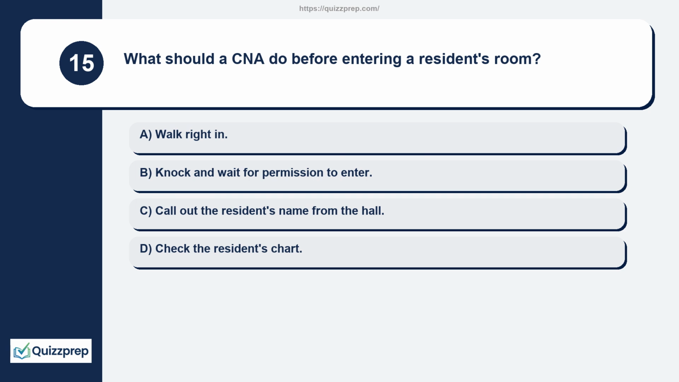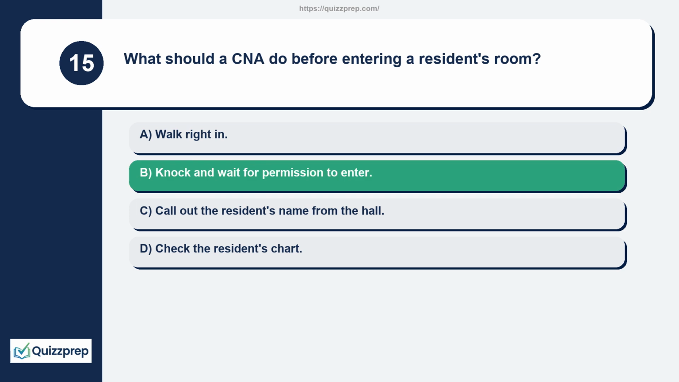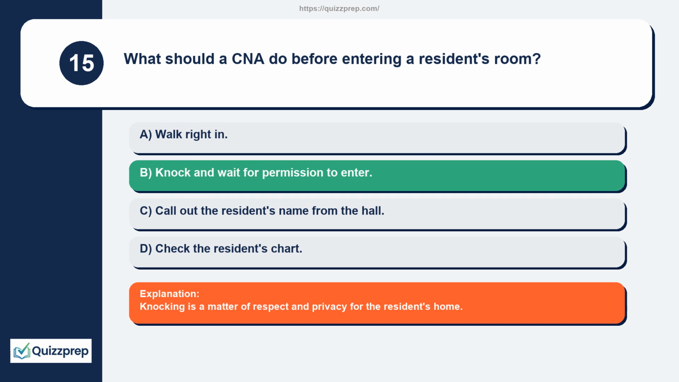Question 15. What should a CNA do before entering a resident's room? Walk right in. Knock and wait for permission to enter. Call out the resident's name from the hall. Check the resident's chart. Knocking is a matter of respect and privacy for the resident's home.